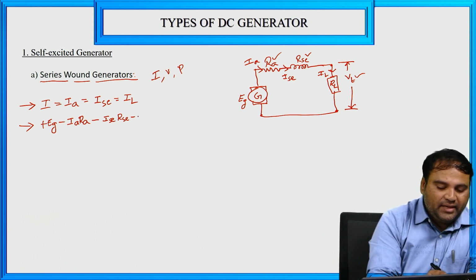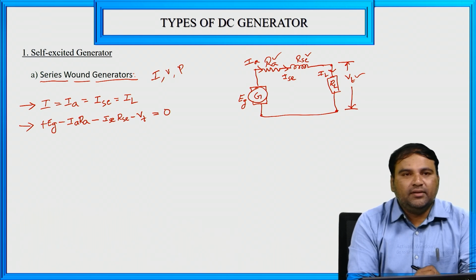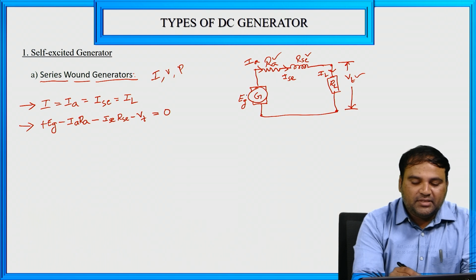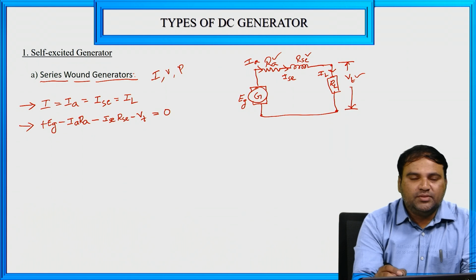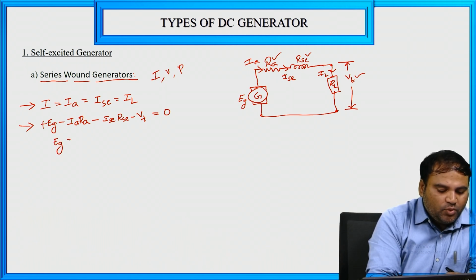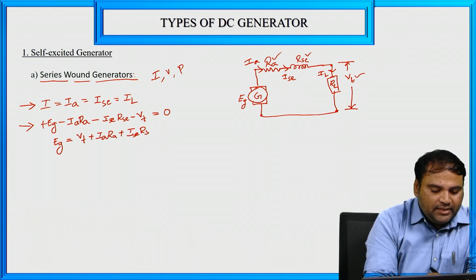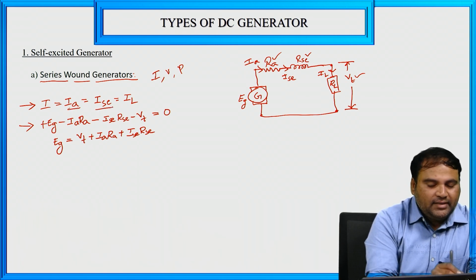So here directly I am taking VT equal to 0. Here we need to apply the KVL in this single loop, right? So we'll get plus EG minus IA RA minus ISC RSC minus VT equal to 0. Now by solving this equation, we'll get the generated voltage EG equal to VT plus IA RA plus ISC RSC. Now you can see IA and ISC both are same here.